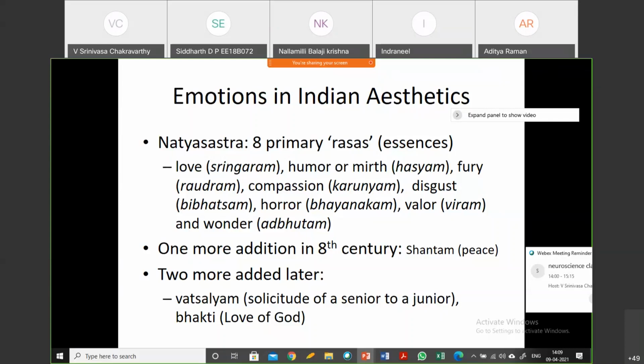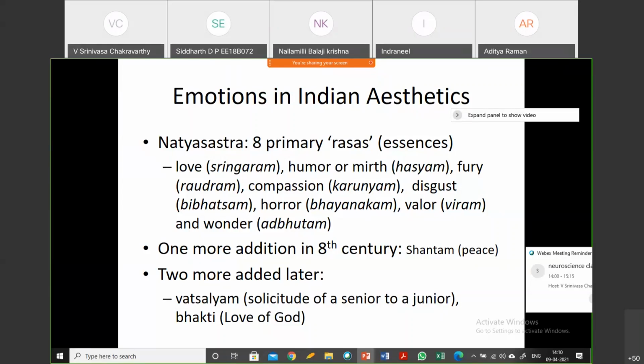So Natya talks about 8 primary rasas. This rasa has nothing to do with the rasam or sambar or anything. Rasa literally means essence. Or a more physical, material meaning is juice, but it also means essence.